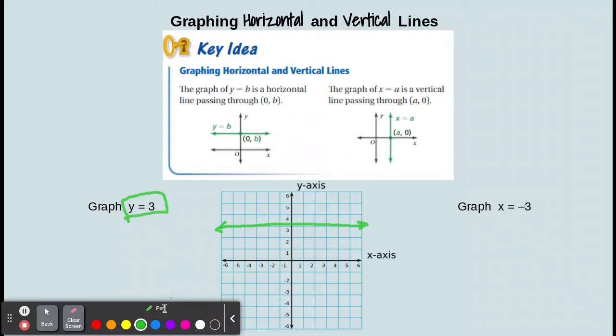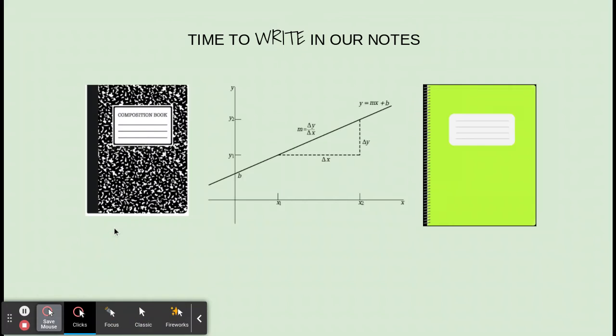Y equals 3. Okay, it is a straight line. No matter what x value we choose, y will always be 3. And on this one, if we're going to graph x equals negative 3, we go to negative 3. No matter what y value we choose, we know that our x value must always be negative 3. So that line corresponds with that one. Okay, and again, time for you to just review your notes really quick and to look at the graphs of horizontal and vertical lines.